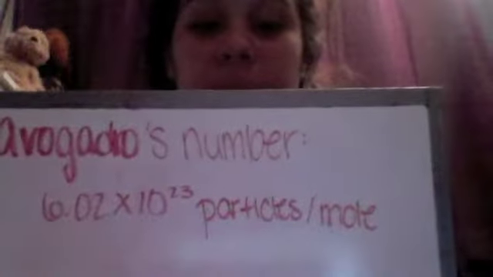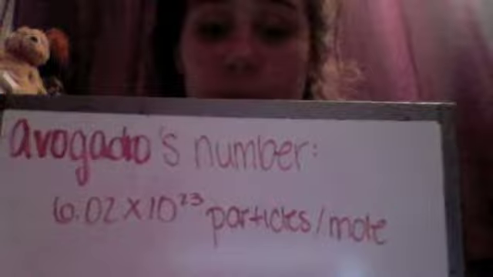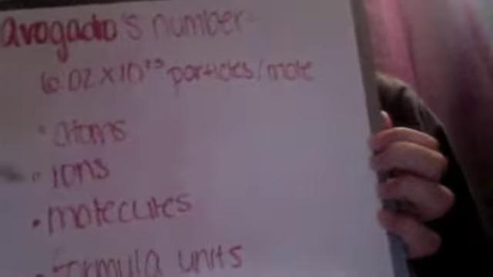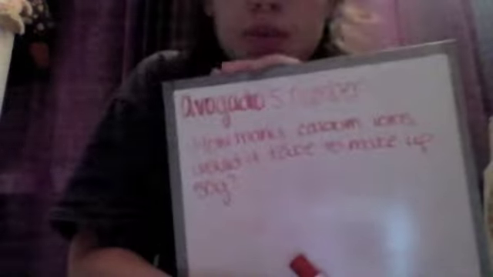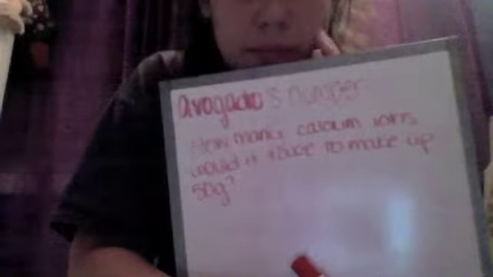Using Avogadro's number, you would turn to page 1 in the reference packet. Avogadro's number is 6.02 times 10 to the 23rd particles over mole. Avogadro's number is used specifically for atoms, ions, molecules, and formula units. If a question were to ask you, how many calcium ions would it take to make up 50 grams? You would see that it says ions, so you have to use Avogadro's number.